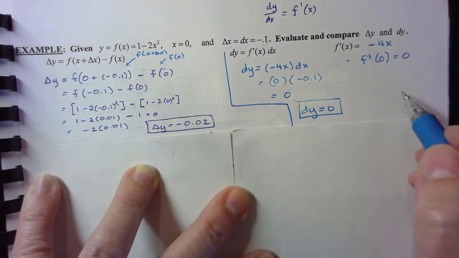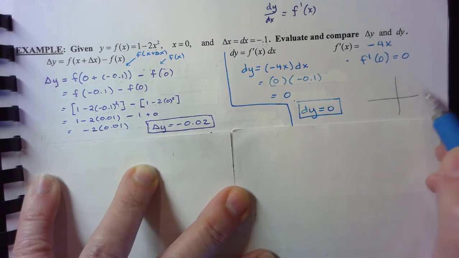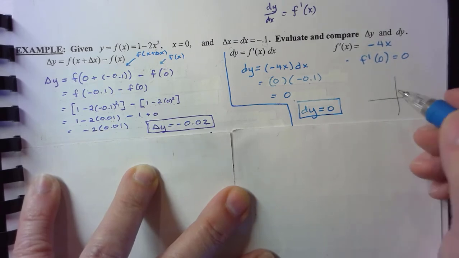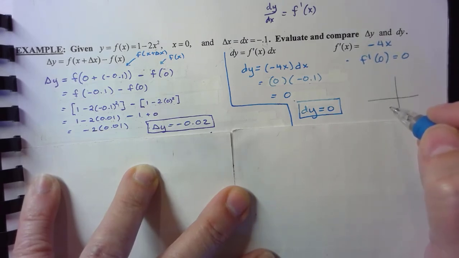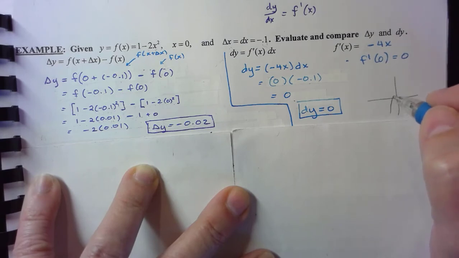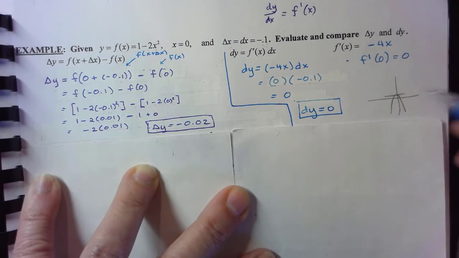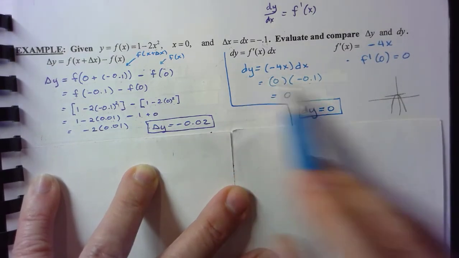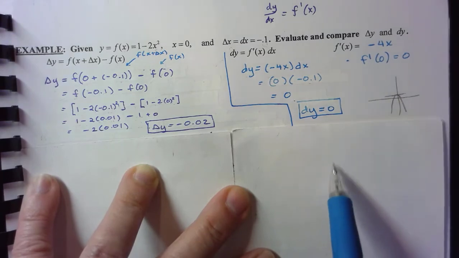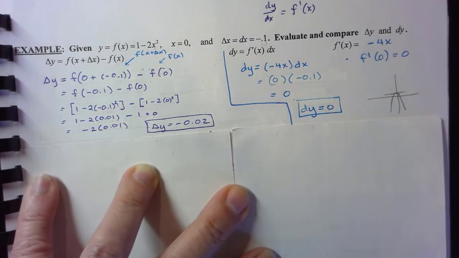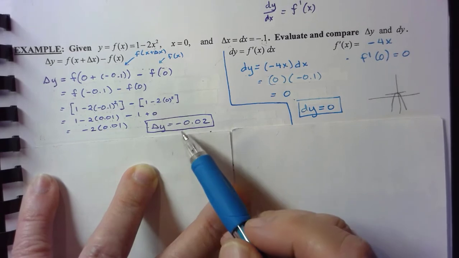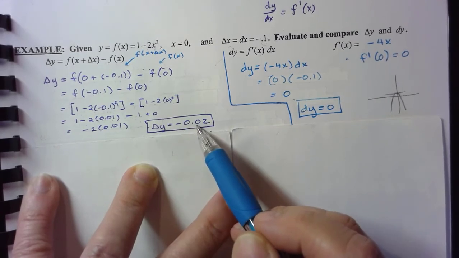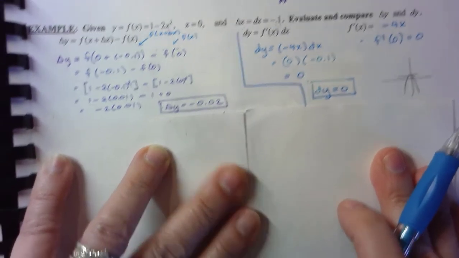Well, why is that? If you think about this function, this is negative 2x squared, so the parabola is going down, and we're shifted up 1 unit. What is happening at 0? Well, at 0, we have a horizontal tangent line. So how is my y value changing on the tangent line? Not at all in this problem, because my tangent line is horizontal. But on the function, my y value is going down by 2/100ths.